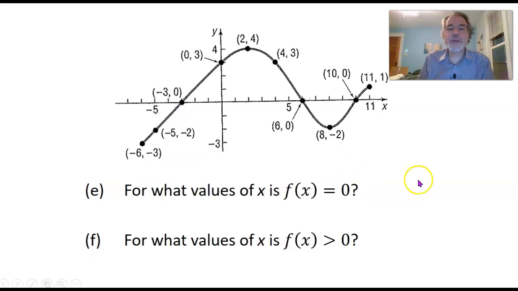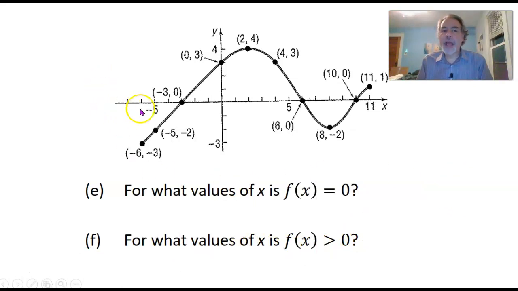For what values of x is f of x equal to 0? So remember, f of x is your y-coordinate. So we're looking for points that have a y-coordinate equal to 0, and we're supposed to say what the x-coordinate is.